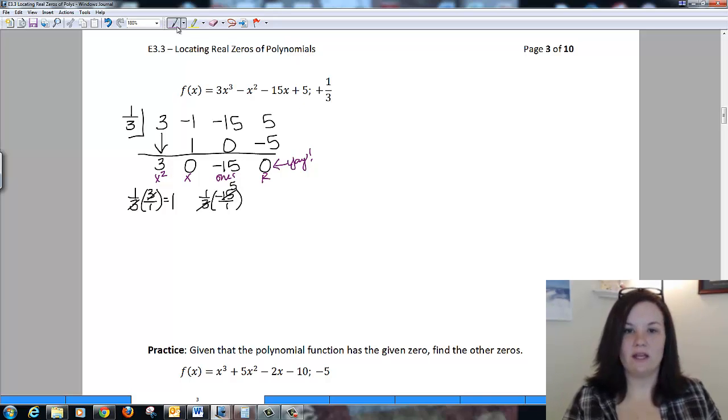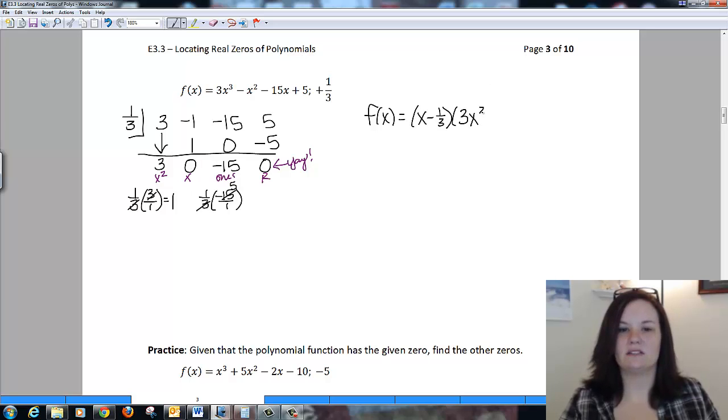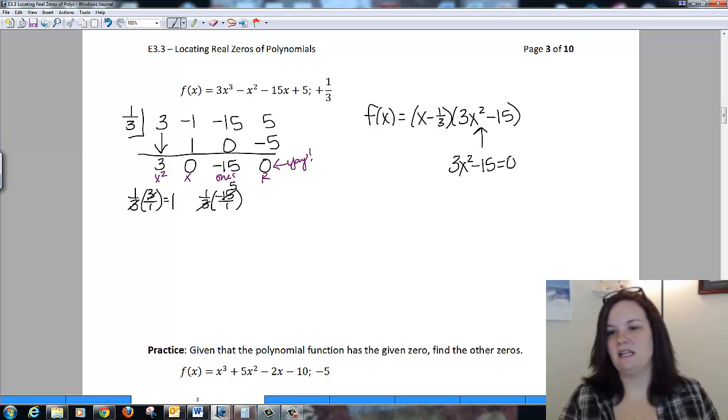So what we're left with, if I wanted to write this function out, f of x is the same as the 0 that they gave us, which would have been x minus 1/3, times the remaining factor that we just found, which is 3x squared minus 15. We already have the 0 from this factor, which is 1/3. So now we just need to solve this remaining factor. So 3x squared minus 15 equals 0. I move my 15 to the other side. So 3x squared equals 15. I divide off my 3, which gives me x squared is equal to 5.